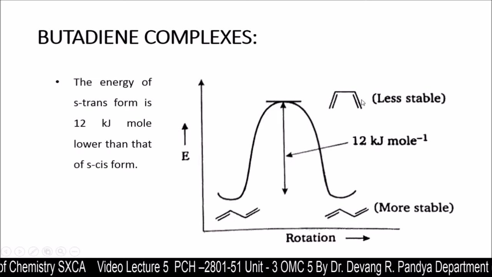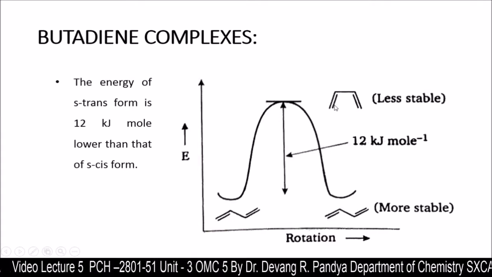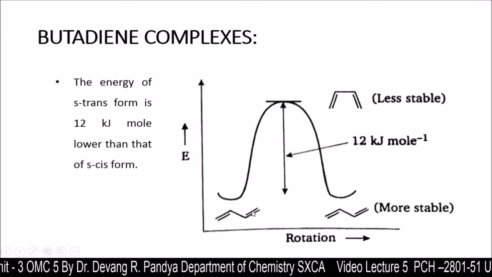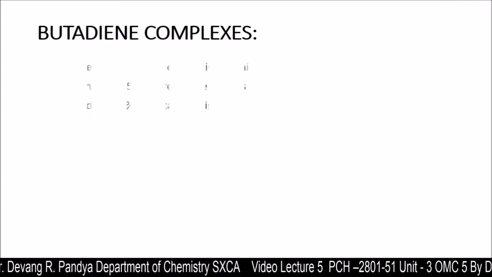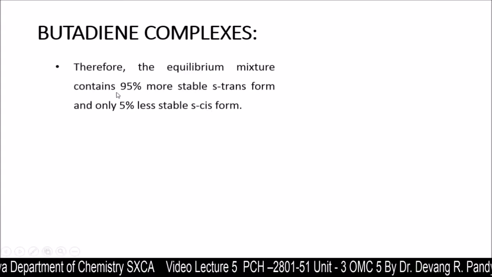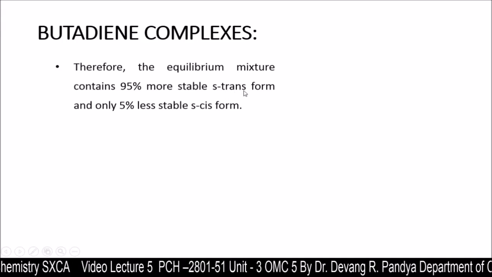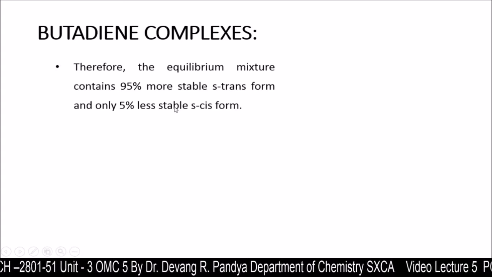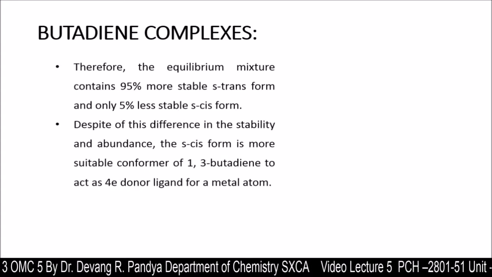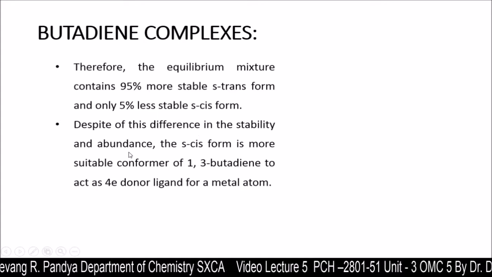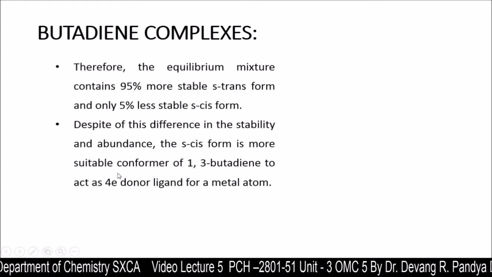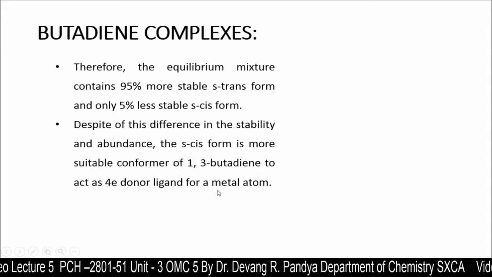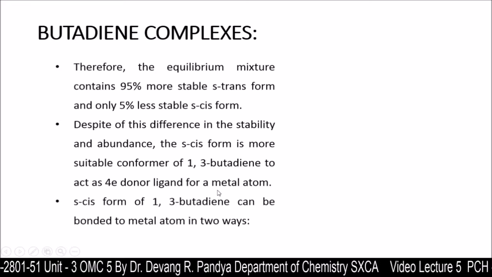You can see here the crowding, that means the pi electron cloud is quite close, and here they are in opposite directions, so stability is always with the trans isomer. Therefore, the equilibrium mixture contains 95% of the more stable trans form, and only 5% of the less stable cis form. Despite this difference in stability and abundance, the S-cis form is the more suitable conformer of 1,3-butadiene to act as a 4 electron donor ligand for a metal atom.